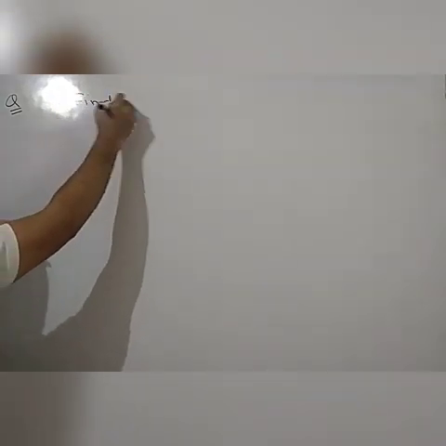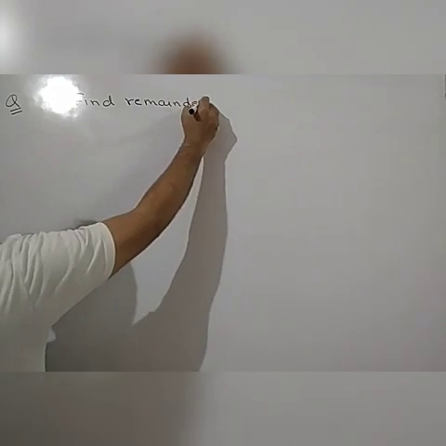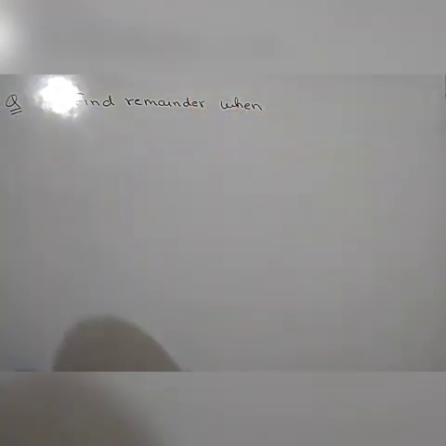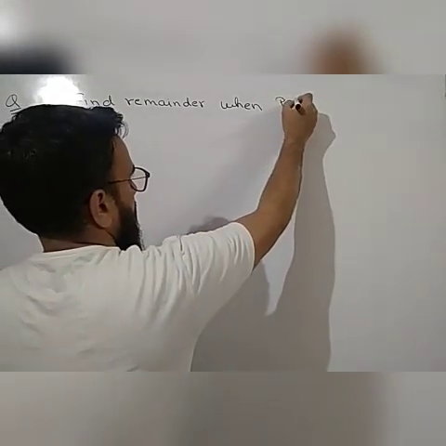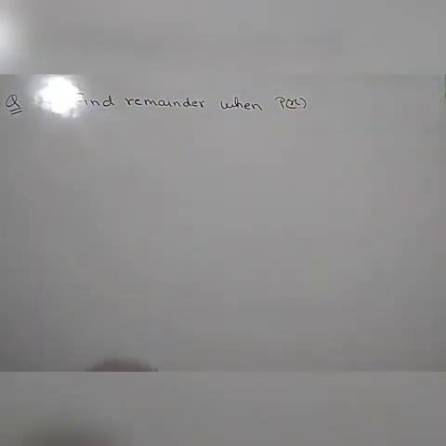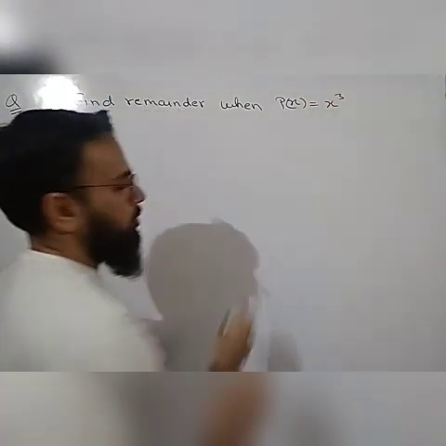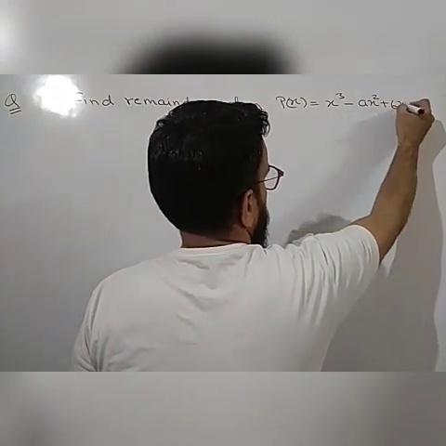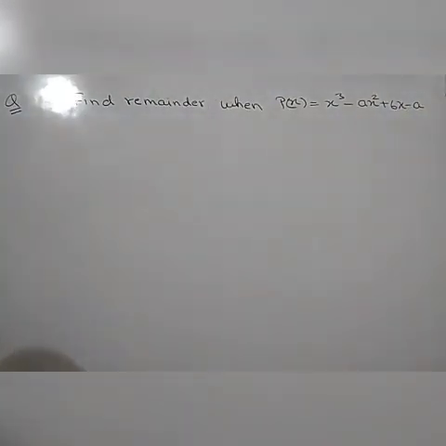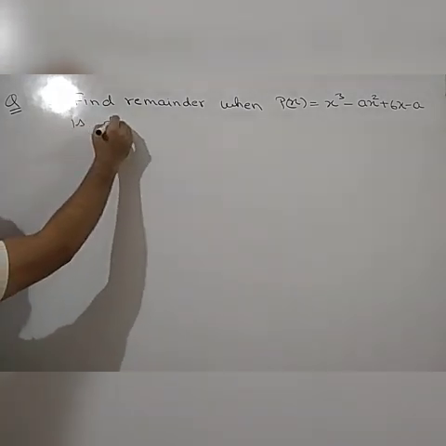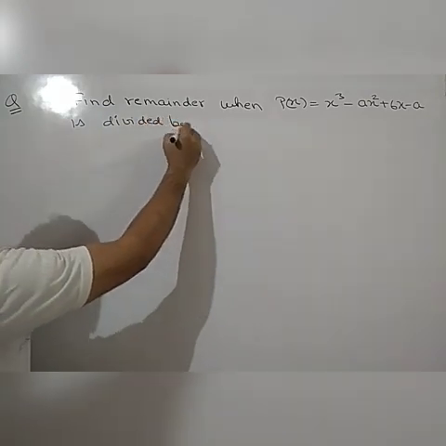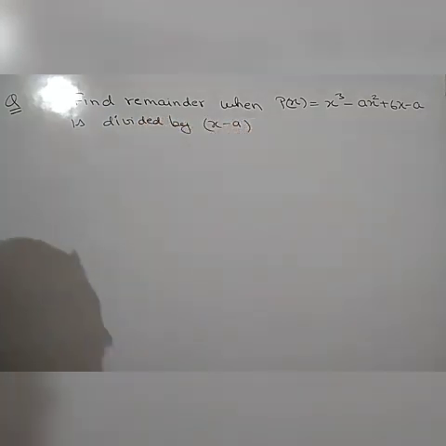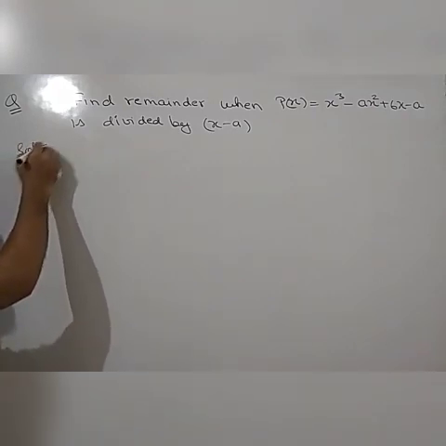Question is, find the remainder when p(x), it may be f(x), p(x), anything, when p(x) is equal to x cube minus ax square plus 6x minus a, is divided by x minus a. Okay, so we have to find the remainder.